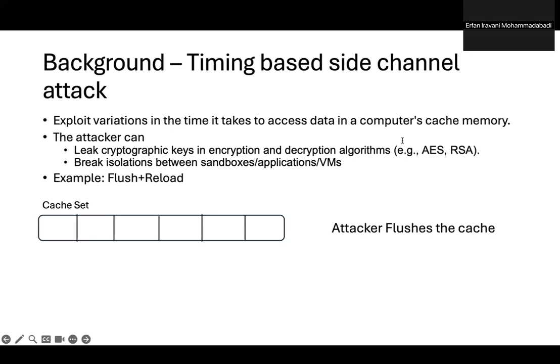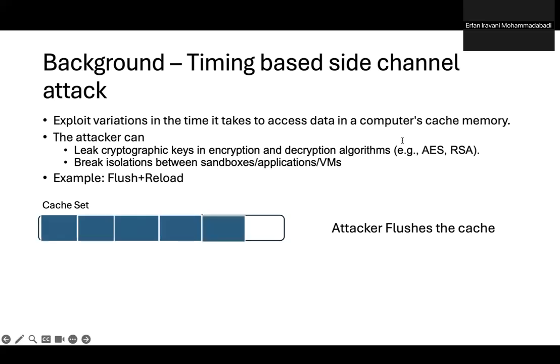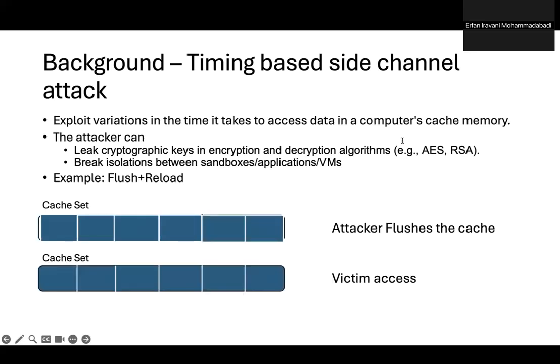The attack has three phases. In the first phase, the attacker flushes the cache completely. And here the blue rectangles show a cache line which has been flushed. So all of the attacker's data will be flushed from the cache.